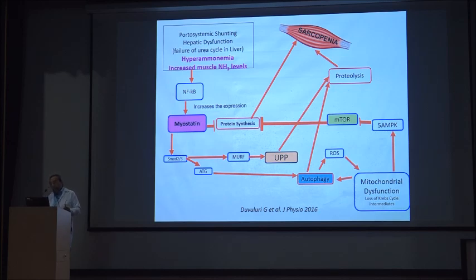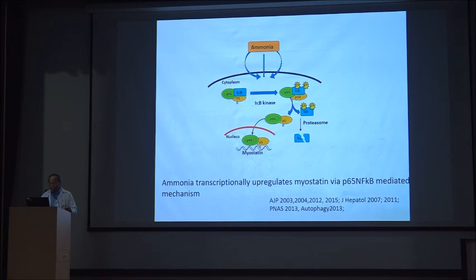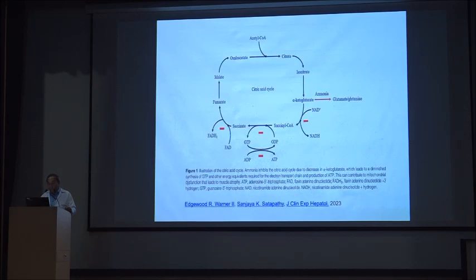In mitochondria, it also causes injury because Krebs cycle intermediates are not available, so energy production, meaning ATP generation, is less, and there may be mitochondrial injury, and that will lead to reactive oxygen species generation, and that also inhibits the mTOR pathway. This is how ammonia acts in the cytoplasm. This complex of P65 and inhibitory kappa B releases inhibitory kappa B, and P65 enters the nucleus, where with NF-kappa B, it upregulates myostatin expression.